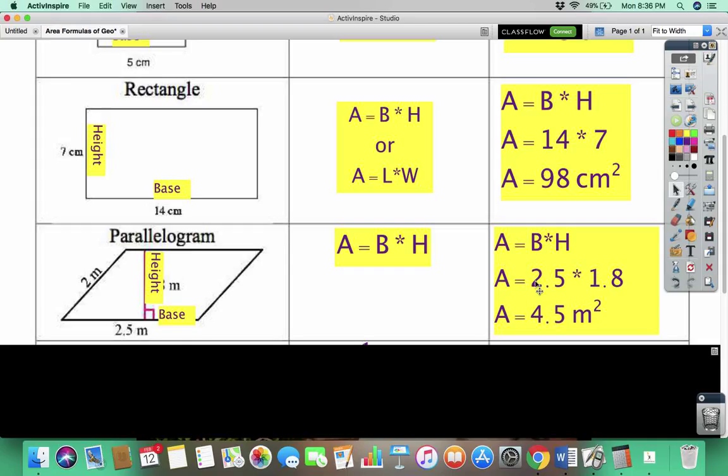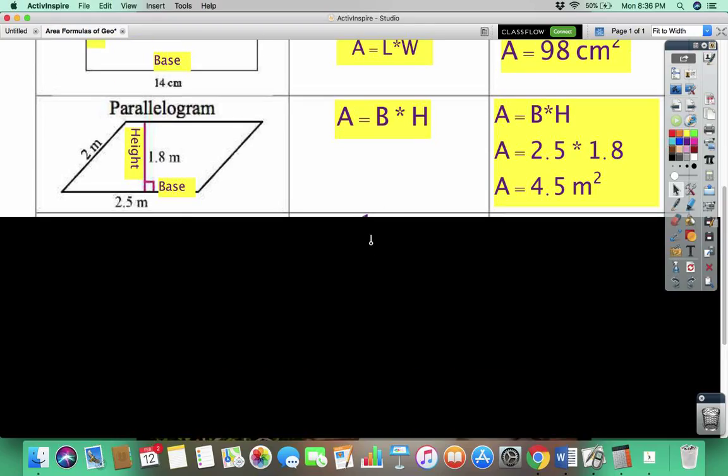So over here, once I work it out, base times height, I know that my base is 2.5, my height is 1.8, and I kind of covered up my measurement there. Let me move that over. I get that the area is equal to 4.5 meters squared. Okay, don't forget your squared. No squared, no credit.